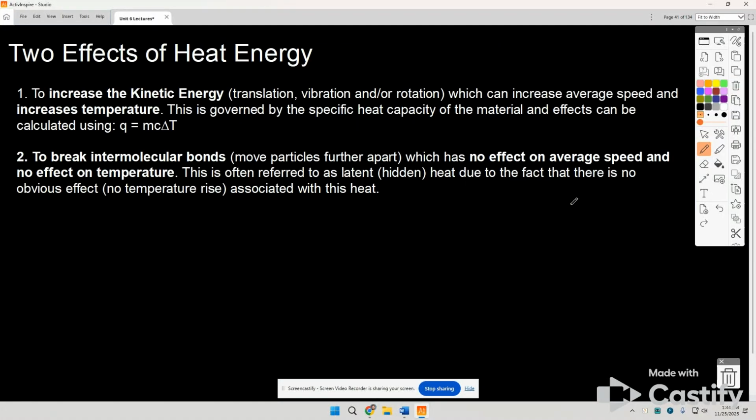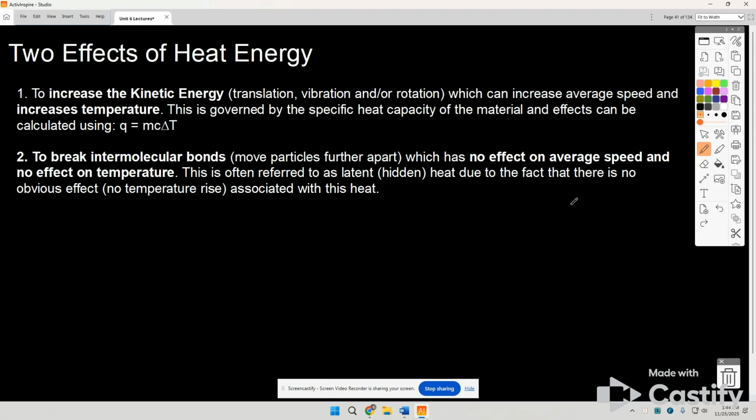So, the big thing we're learning about today is the two effects of heat energy. Heat energy can increase the kinetic energy. Different ways that we can have kinetic energy are translational, vibrational, or rotational energy, which increases the average speed and increases temperature. This is governed by the specific heat capacity and can be calculated using our heat equation that we've worked with previously. That's the Q equals mc delta T equation.